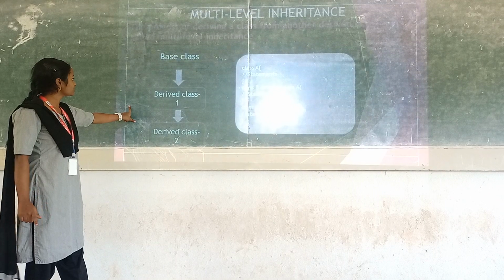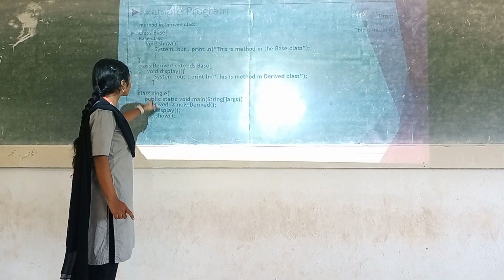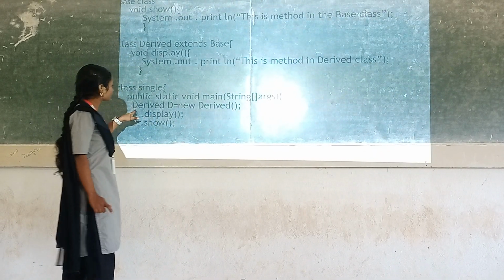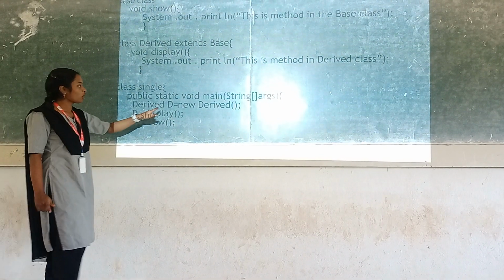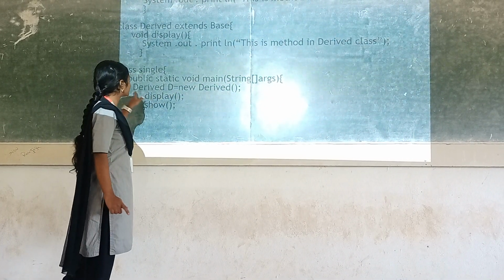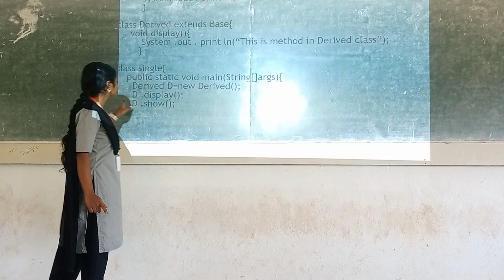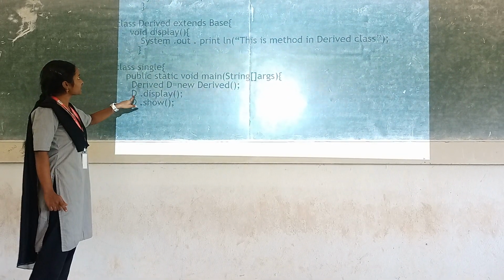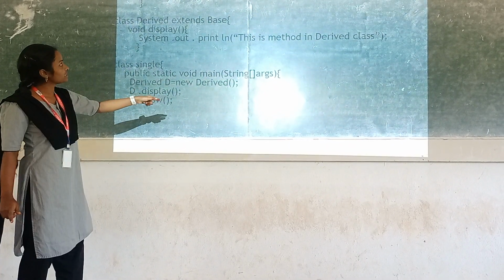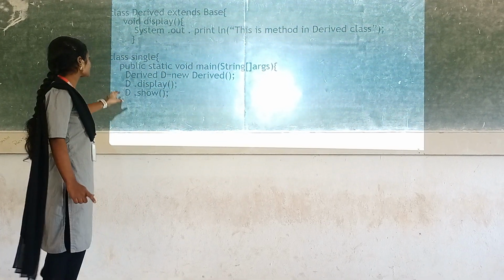In my main method, I have created an object for the derived class, which is the child class of the base class. For creating an object, the syntax is: class name, object, equals new class name. Here the class name is derived. Using this object I am calling the method display, which is the method of the child class. We will get the output: this is method in the derived class.